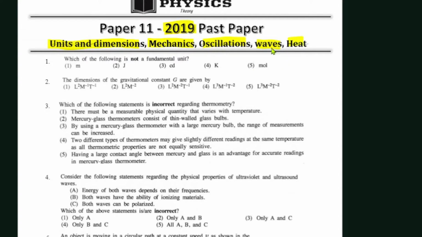So there are 1, 2, 3, 4, 5, 6 lessons, 6 sections involved. From the 2019 paper, the questions from all these 6 lessons have been included. All the questions out of these 6 lessons have been shortlisted and then included in the paper. We are going to discuss these things in detail.